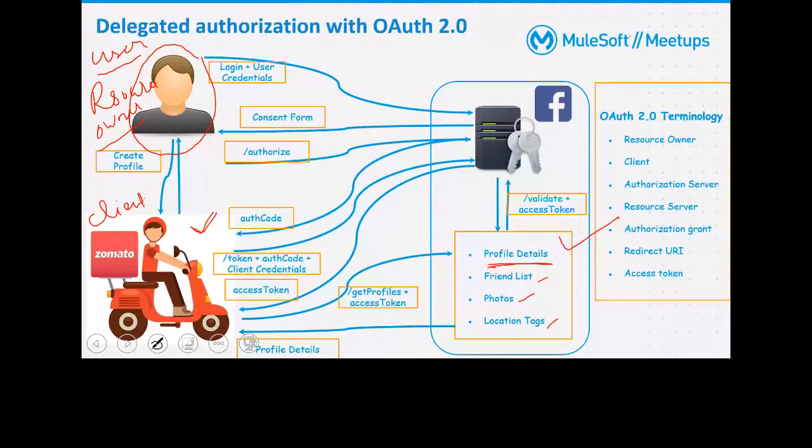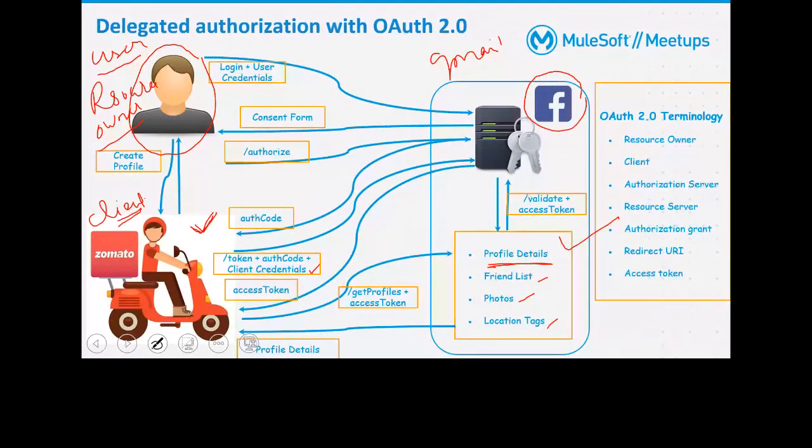This is the client. Now, before the user asks Zomato to create a profile, this client is already registered with Facebook. He's already registered. That's the reason he has these client credentials over here. I mentioned, right, from where these client credentials are coming. Before even this scenario comes into the picture, this Zomato app is already registered with Google.